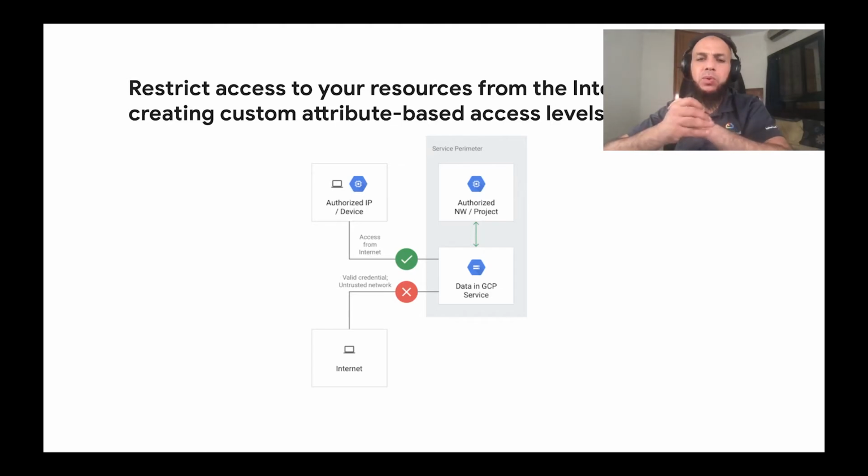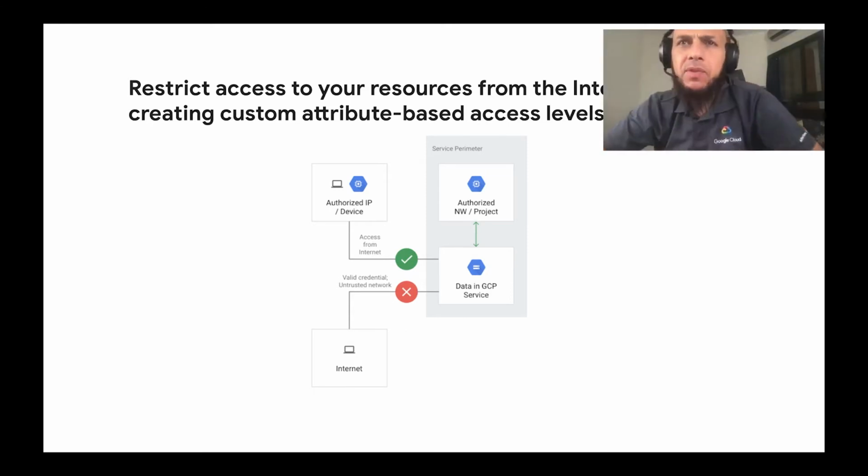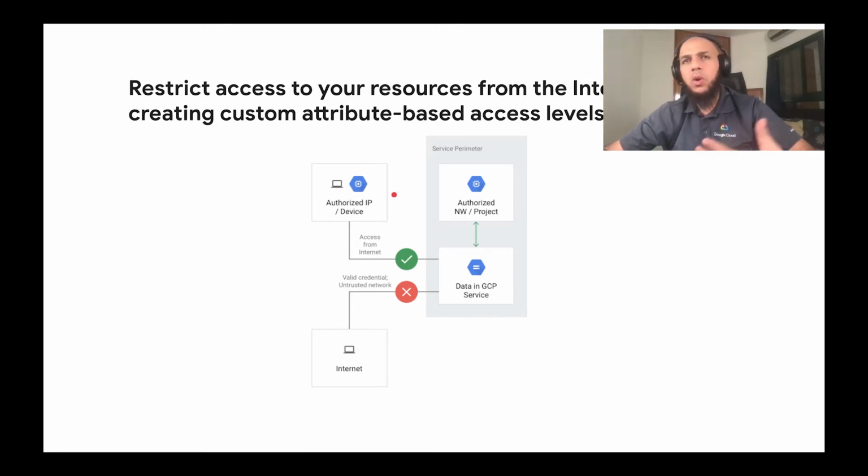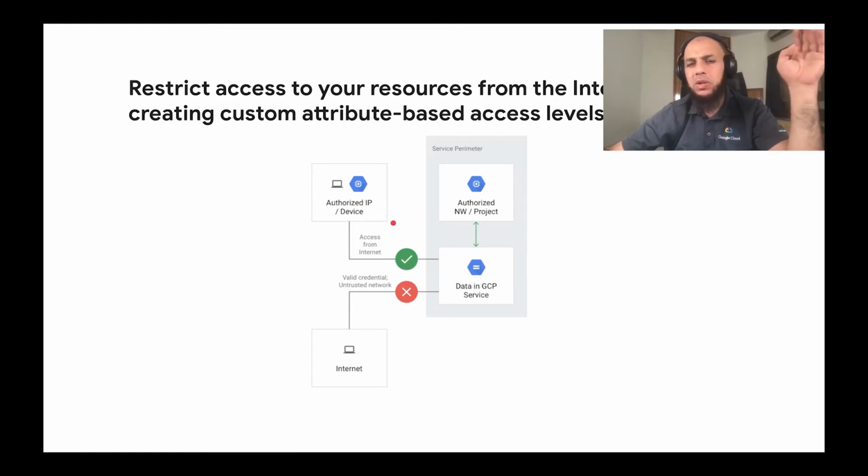And you can have what we call custom attribute-based access levels, so that you can have multiple different levels of access from the internet for your resources to go through this perimeter. So you can have access from, let's say, a particular device or a device with a particular operating system. You can specify, okay, all my company is using Windows 2016 patch version this, so I'm only going to allow those clients to access my perimeter. Anything else is not going to be allowed.